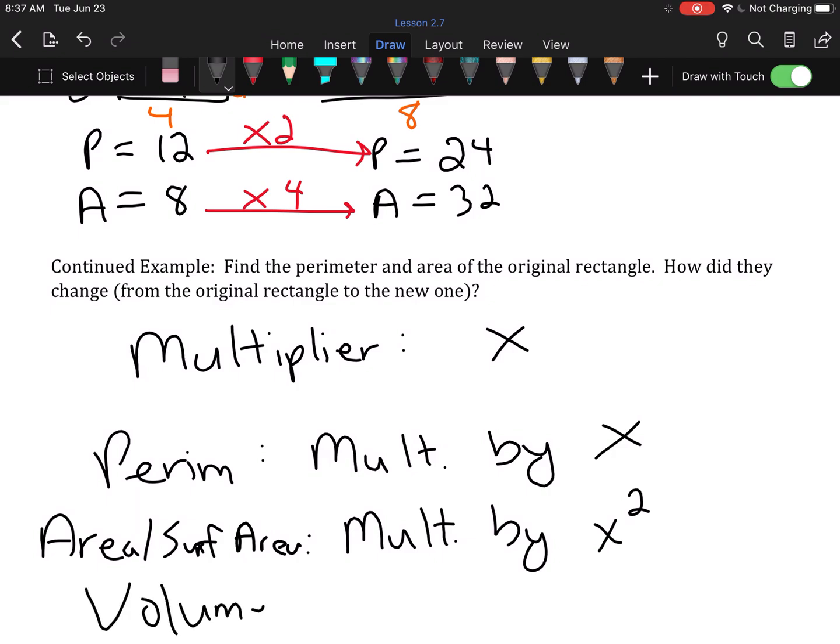And volume, if we were dealing with three dimensionals, would be multiplied by x cubed. So if I had a rectangular prism, and I found its volume, and then I doubled all the sides, I would actually be multiplying the volume by 8, 2 cubed.